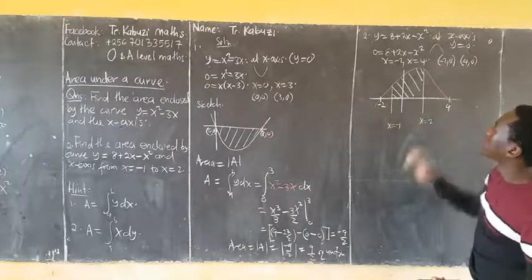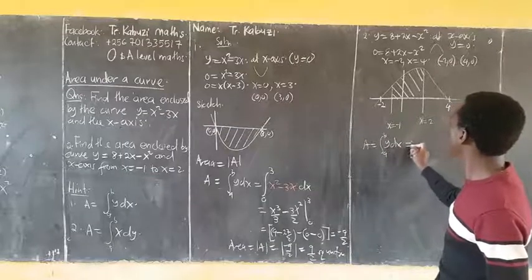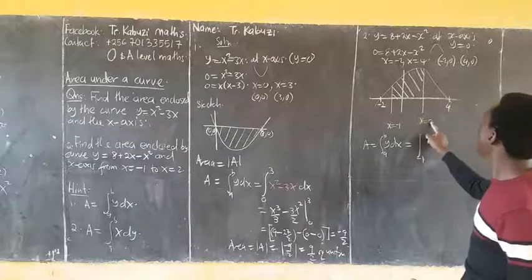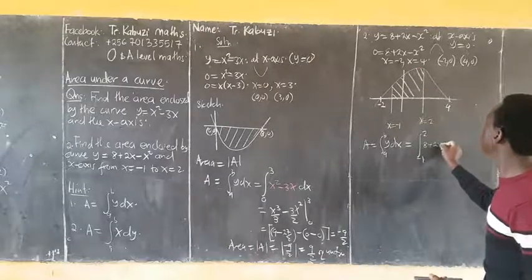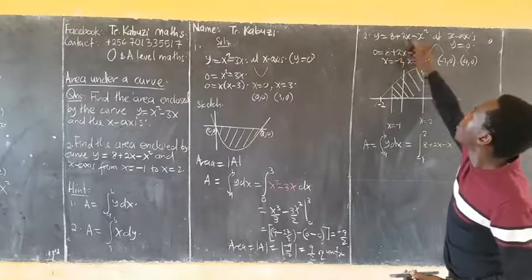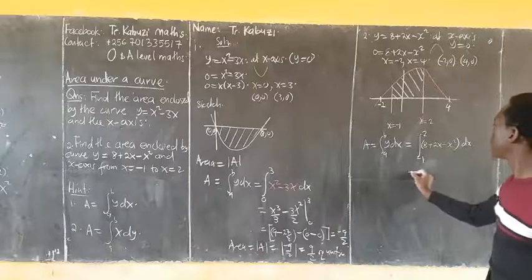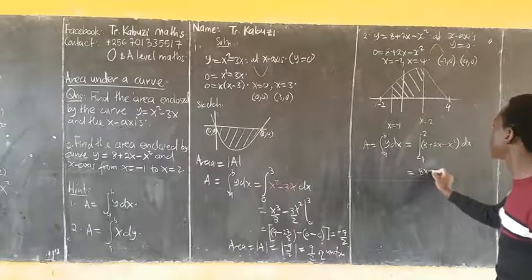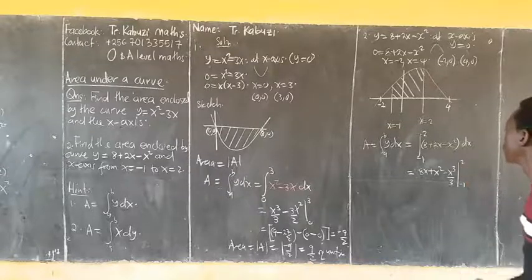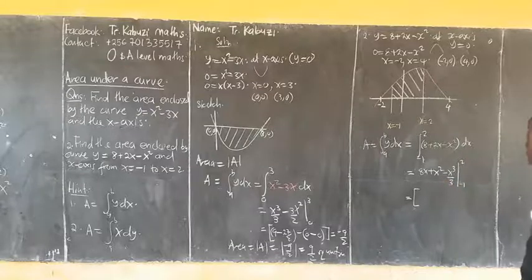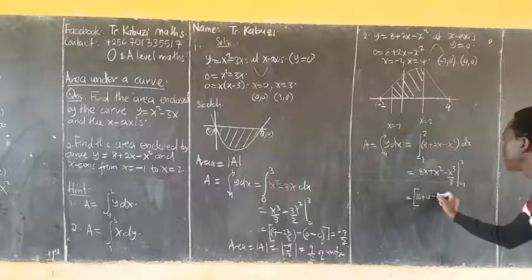Now my area is already positive, so I don't need to attach a modulus. My area, which is the integral from a to b of y dx, has a equal to negative 1 and b equal to 2, and y is 8 plus 2x minus x squared. Then I integrate this with respect to x. When you integrate, you get 8x, plus x squared, minus x cubed over 3, from negative 1 to 2. Putting in the upper limit 2, I get 16, plus 4, minus 8 over 3.